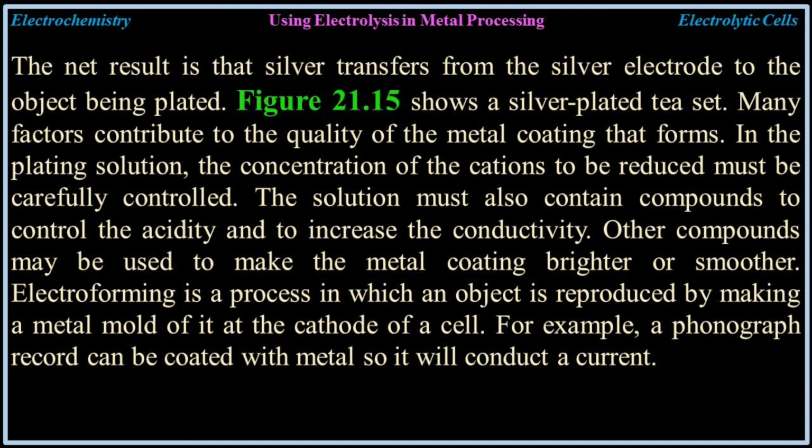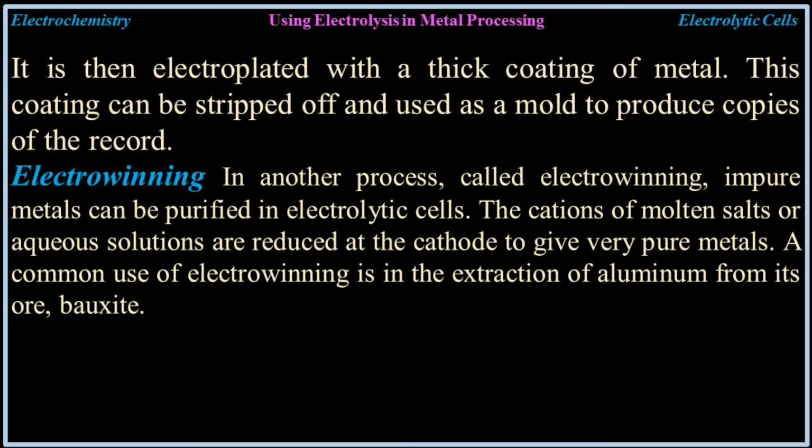Electroforming is a process in which an object is reproduced by making a metal mold of it at the cathode of the cell. For example, a phonograph record can be coated with metal so it will conduct a current. It is then electroplated with a thin coating of metal. This coating can be stripped off and used as a mold to produce copies of the record.